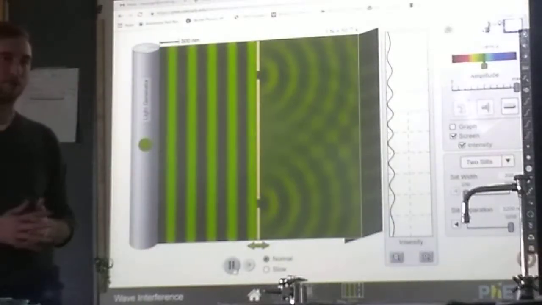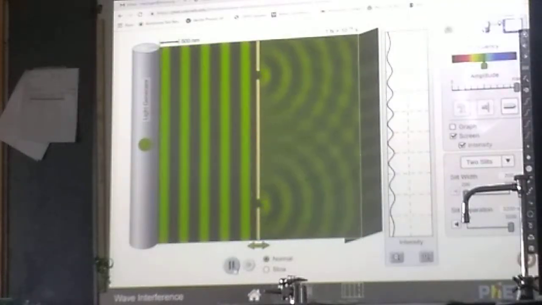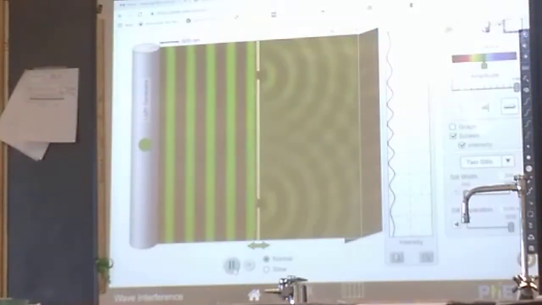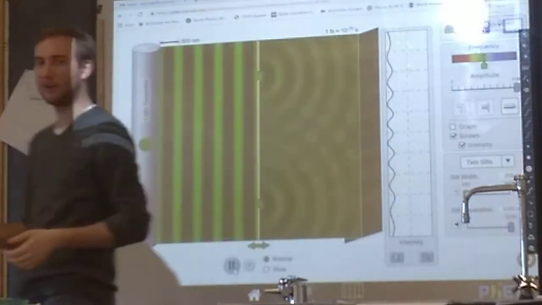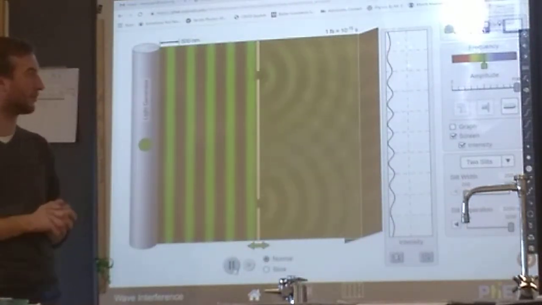If light was made of particles, it's theorized, light would not do this. Okay? Particles don't interfere and diffract with each other. Particles don't spread out as they go around a barrier. That's just not how they work. Okay? They don't interfere with each other either.